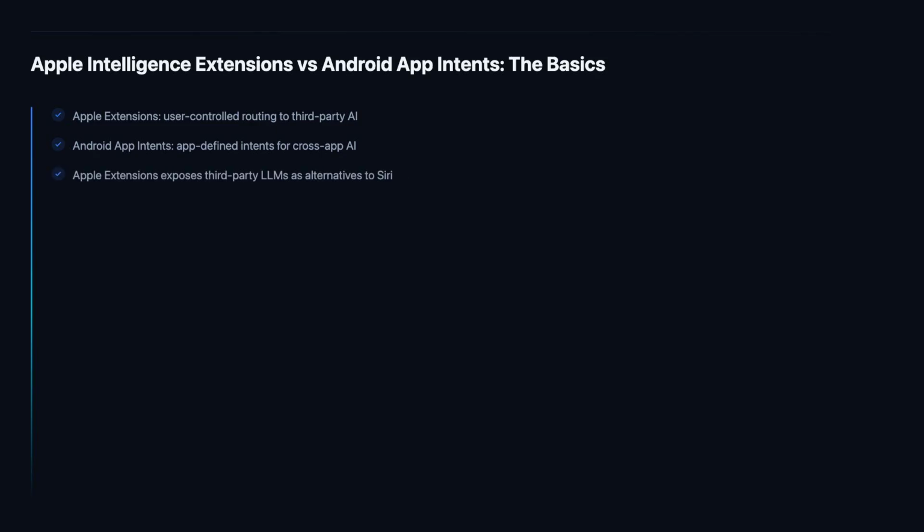Apple's design assumption is multiple model providers exist. Users choose. Extensions is the routing UI. Apple is not a model provider in the extensions case. It is the platform. Android's App Intents primary use case is Gemini Assistant invoking app capabilities. Third-party LLMs accessing Android via App Intents is technically possible, but not the design focus.